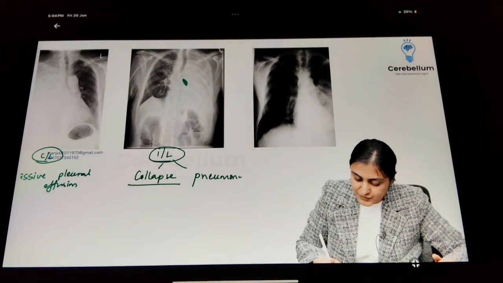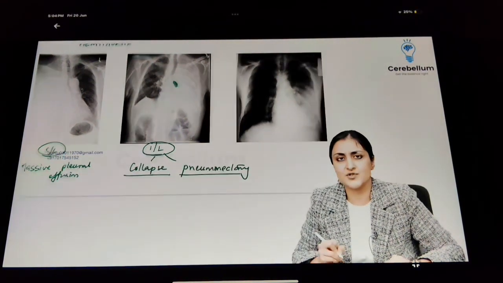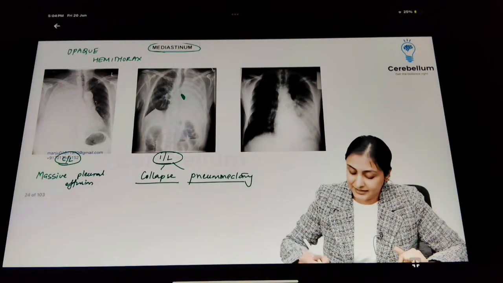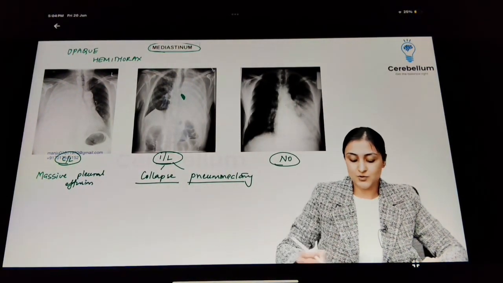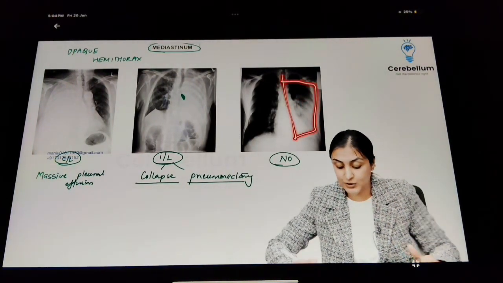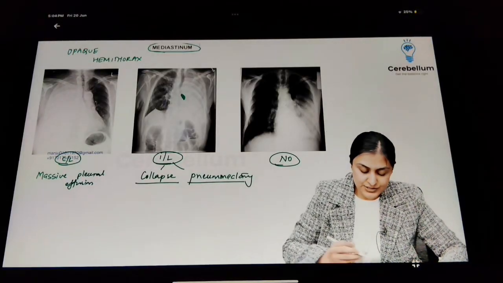The other possibility is pneumonectomy. Maybe the patient underwent surgery. Yeah, so in that case, you will have history. So this is the second possibility. And the third possibility is where there is no shift. This is where you see opacity. Now, very rarely will it be a complete hemithorax. It will usually be a lobe. So this is what is a consolidation.